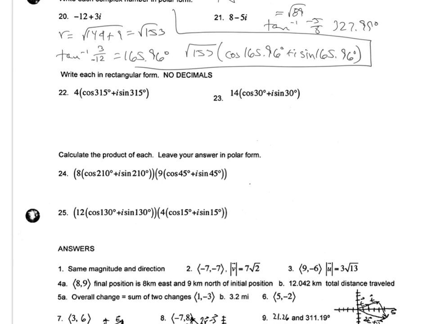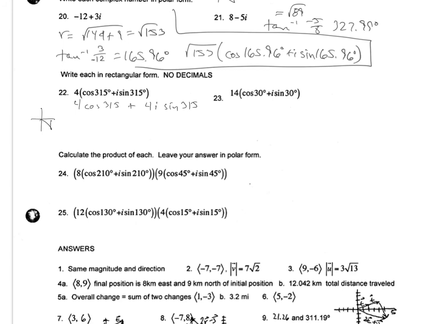To put this in rectangular, it says no decimals. Again, so here you can see how the directions will be on the quiz as well. They keep switching back and forth. This is just distributive property. So we have 4 times the cosine of 315 plus 4i times the sine of 315.